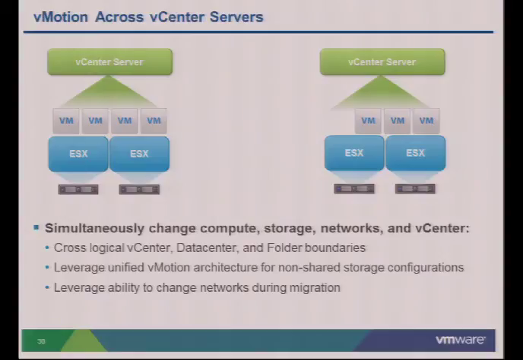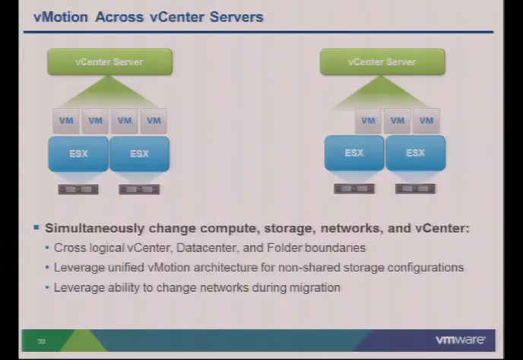So cross vCenter vMotion is the live migration of the compute, storage, and network across VC boundaries in a single operation. This breaks management boundaries because you'll be able to migrate your VM across vCenter, data center, and folder objects.